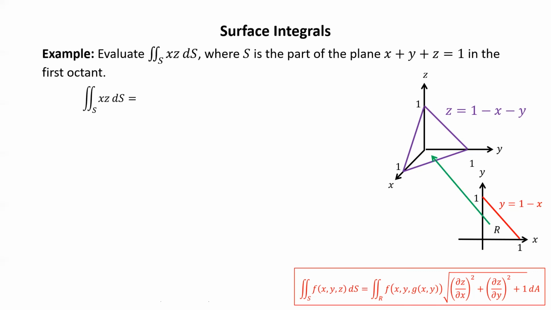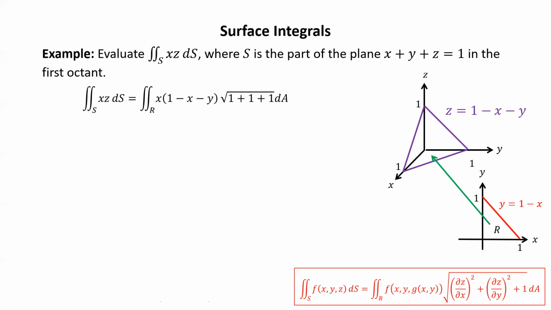Okay, so now we're ready to turn the surface integral into a double integral. First of all, we have to replace z by what it is in terms of x and y. Well, z is 1 minus x minus y. And then we have to multiply by the length of the gradient. To get this gradient, we could either look at x plus y plus z equals 1, or z equals 1 minus x minus y, or we could bring everything over to one side of the equation.